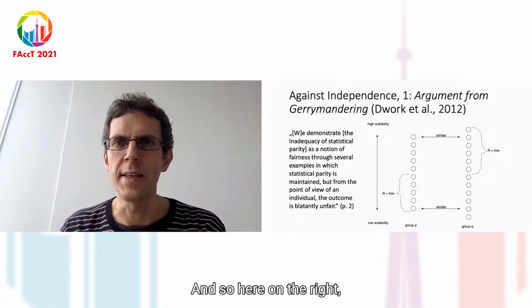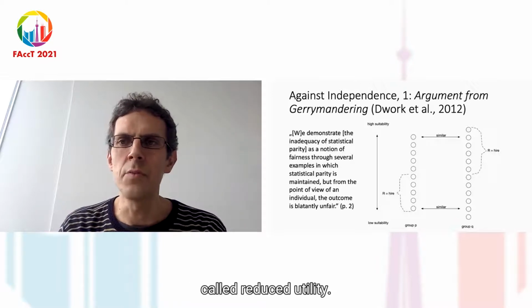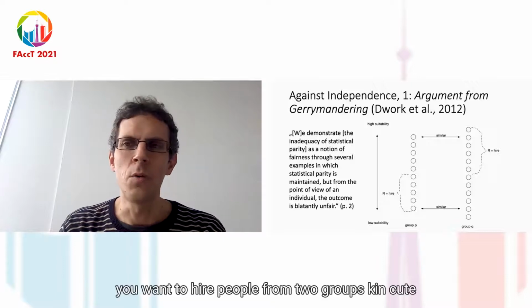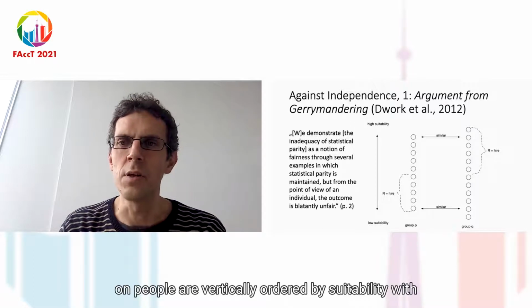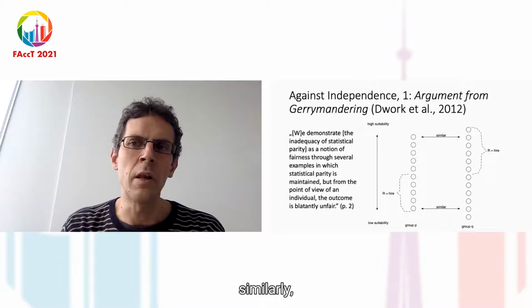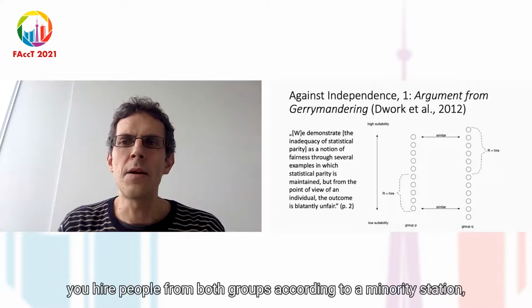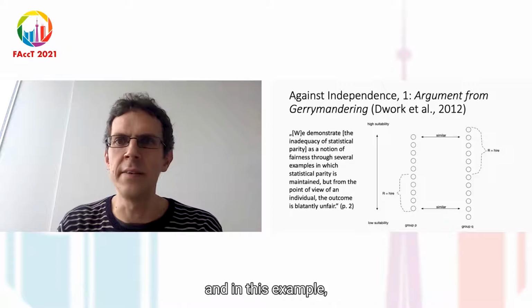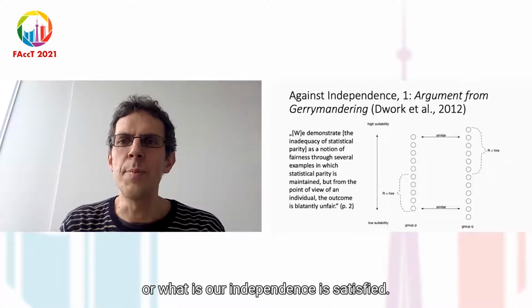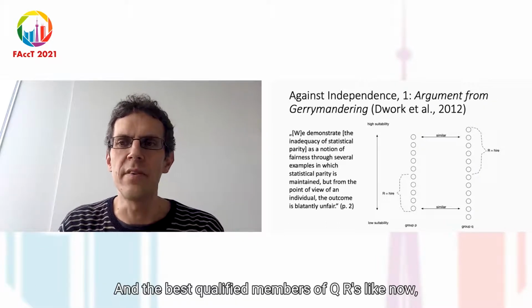And so here on the right, I've tried to sketch this. This is example one from their paper, called reduced utility. In this example, you want to hire people from two groups, P and Q. People are vertically ordered by suitability, with similarly suited people at the same height here. You hire people from both groups according to a binary decision rule R, and here you have an example of R on both sides. For this R, independence is satisfied, but the least qualified members of P and the best qualified members of Q are selected.